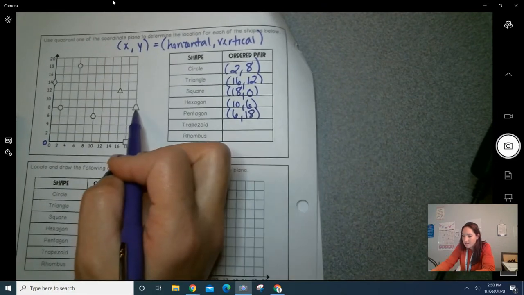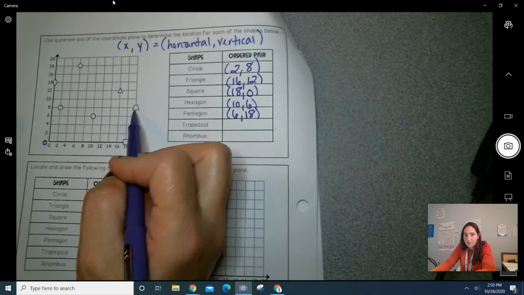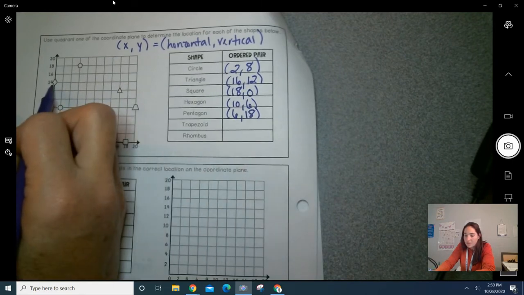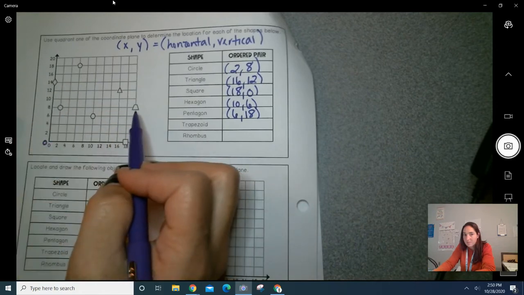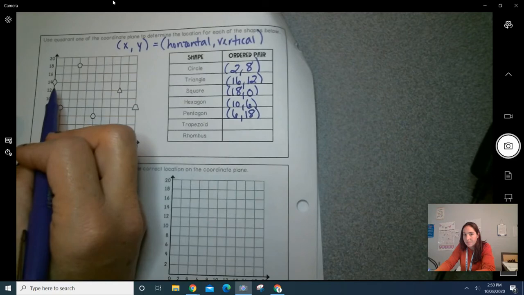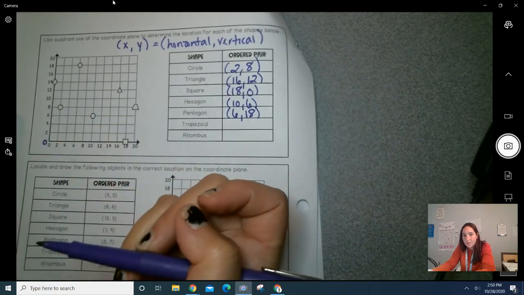The trapezoid is this shape over here, and the rhombus is this one here. Okay? Trapezoid, rhombus. You guys do this on your Edpuzzle, and then we'll come back and check it.